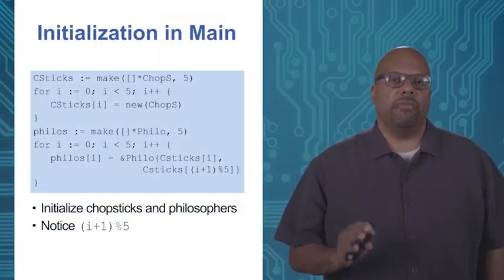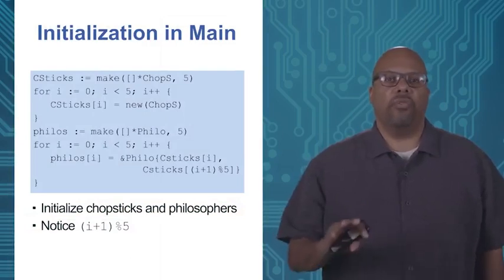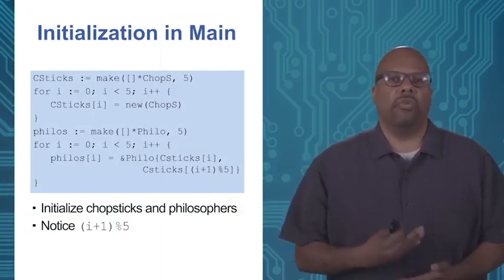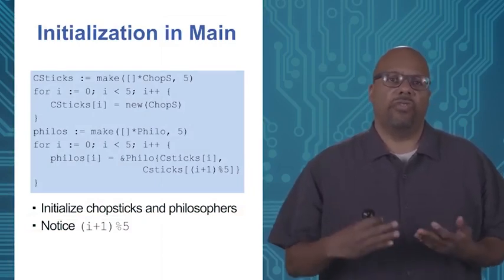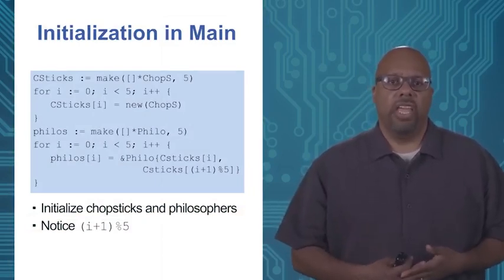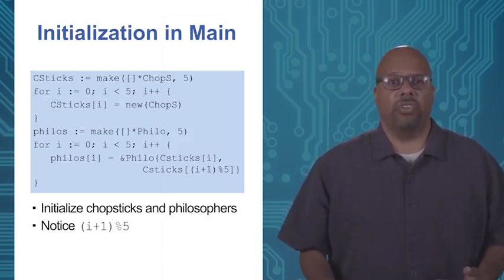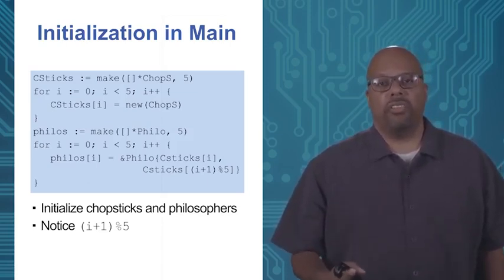So now in the main, I'm omitting some of these details, weights and such, but in the main I'm just getting to the heart of it. First thing, if we look at this code, we're doing some initialization in the main. The first few lines are creating the chopsticks, and the next few lines are creating the philosophers. So we have to make 5 chopsticks and 5 philosophers.